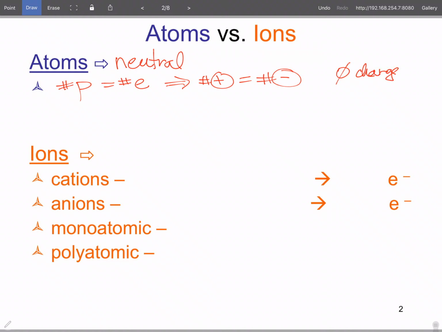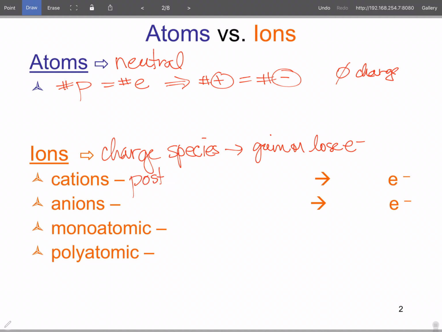Ions, on the other hand, are charged species. And they are charged because they gain or lose electrons. So they have a charge. Cations are positively charged. They're designated with a positive because they have lost electrons. And remember, electrons are negative, protons are positive. So if you lose electrons, you're left with extra positive.